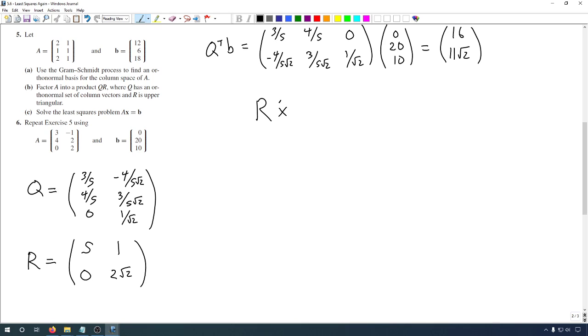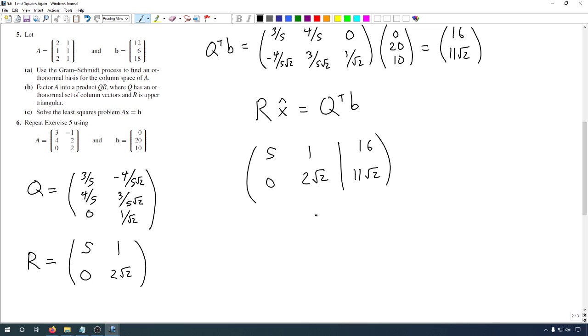R times our least squares solution is equal to Q transpose B. Let's just put our R as the first part of an augmented matrix, and the Q transpose B that we just calculated as the second part. And now we can just solve it.